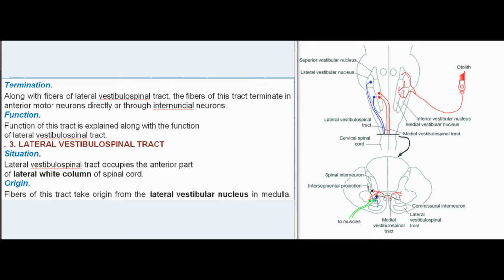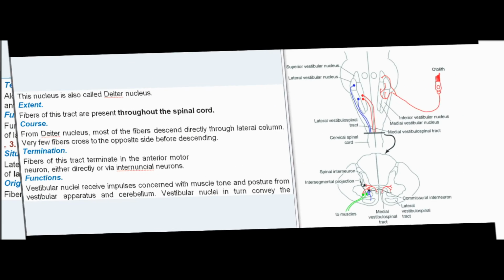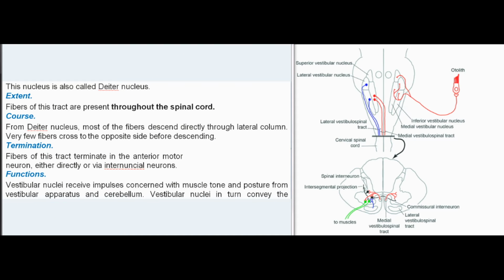3. Lateral vestibulospinal tract. Situation. Lateral vestibulospinal tract occupies the anterior part of lateral white column of spinal cord. Origin. Fibers of this tract take origin from the lateral vestibular nucleus in medulla. This nucleus is also called Deiters nucleus. Extent. Fibers of this tract are present throughout the spinal cord. Course. From Deiters nucleus, most of the fibers descend directly through lateral column. Very few fibers cross to the opposite side before descending. Termination. Fibers of this tract terminate in the anterior motor neuron, either directly or via internuncial neurons.